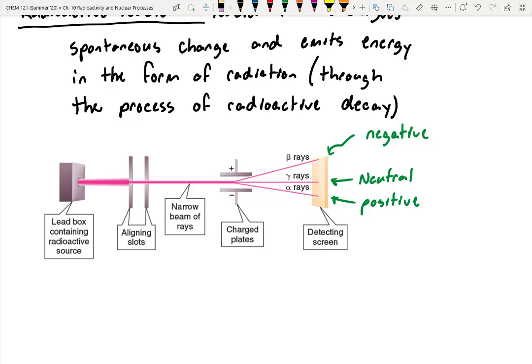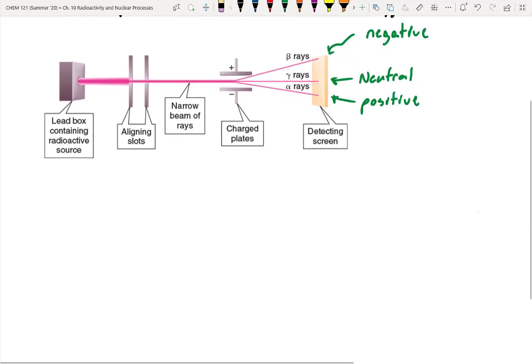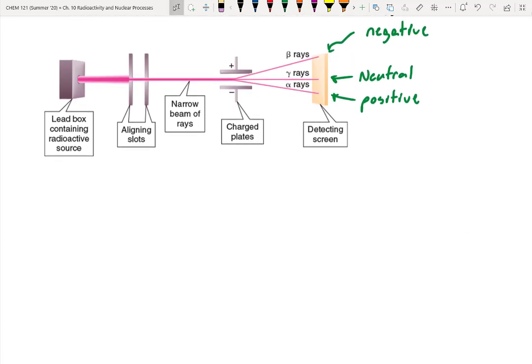All right, so this was one of the early studies done, and we were immediately able to identify that not all radiation is the same. We've got different types. They called the top one beta, the middle one gamma, and the lower one alpha, and they were able to differentiate these depending on the charge. Today we know that there's many more types of radiation than the ones listed here. So let's take a look at the other types.